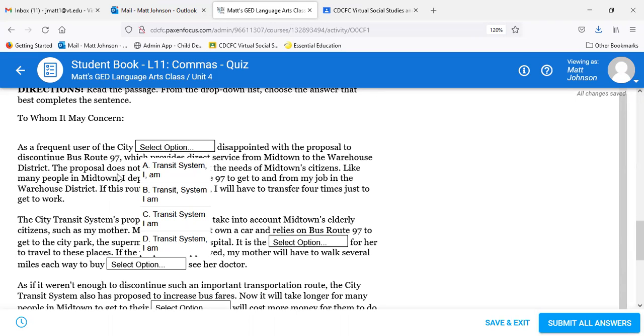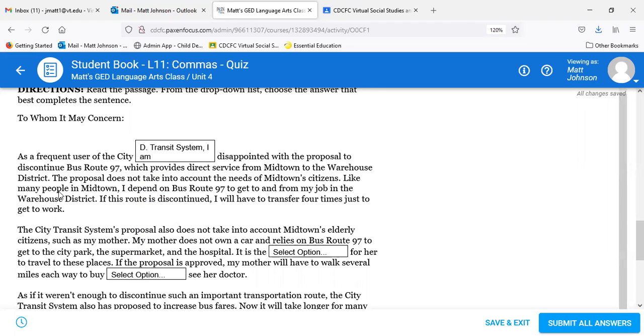D. D, yeah. So here's another tip, right? Just like when we look for signal words and transition words, there's certain words that, if you see them at the beginning of a sentence, you know that's probably going to be an introductory clause or an introductory phrase. So here: "As a frequent user of the city transit system, comma, I am disappointed with the proposal to discontinue bus route 97." So you could start to see, okay, where's that comma? Where do I need to separate this unit in my sentence?